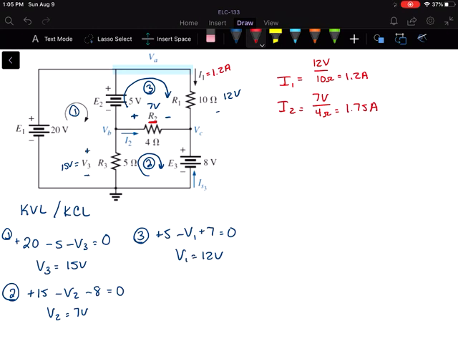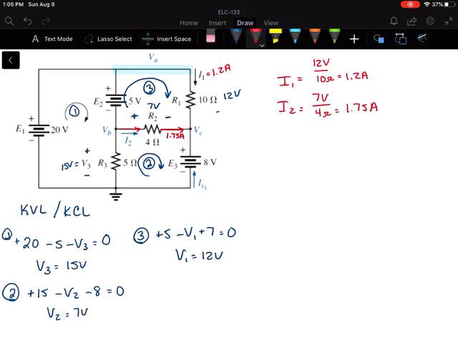And which direction would that be? Let's talk about the direction. We say that the current is going to flow from the positive terminal to the negative of the power supply. However, through a resistor, the current is going to enter on the more positive side and leave on the more negative side. So that's the 1.75 amperes right there.